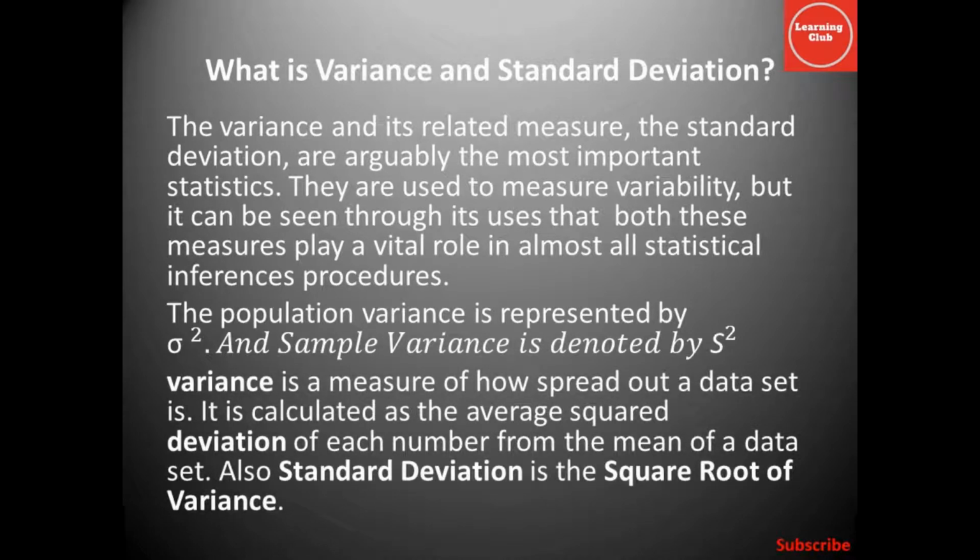In other words, variance is a measure of how spread out a data set is. It is calculated as the average squared deviation of each number from the mean of the data set. Also, standard deviation is the square root of variance, meaning variance is the basis of standard deviation. When you calculate variance, then take the square root of that variance. The answer will be considered as standard deviation.